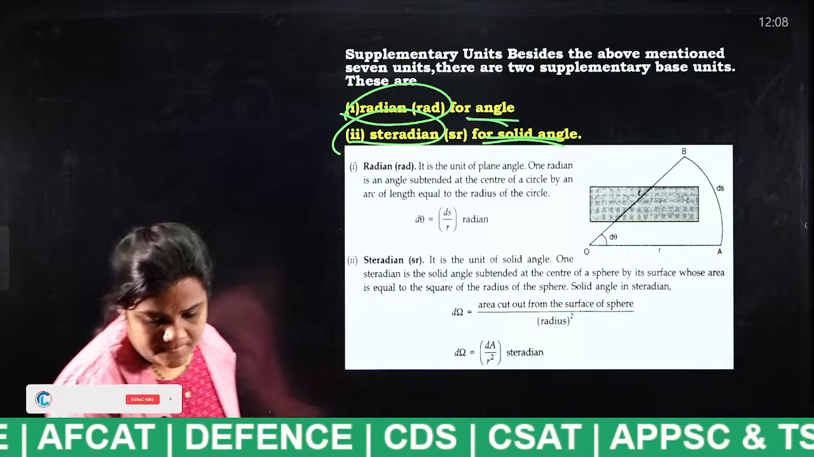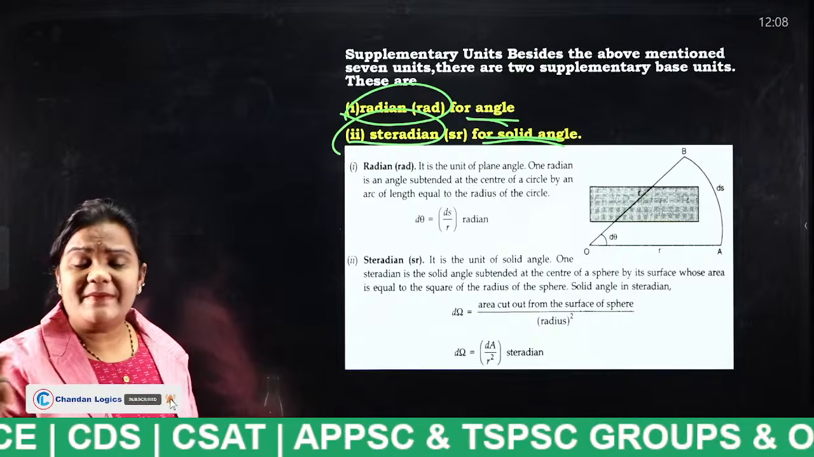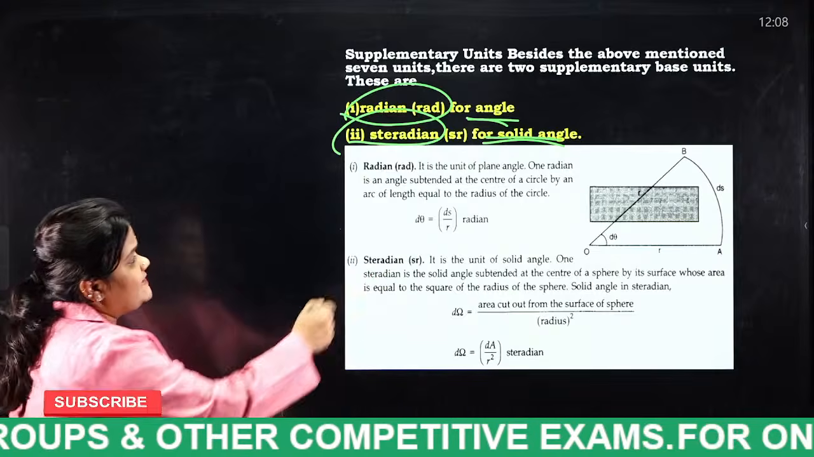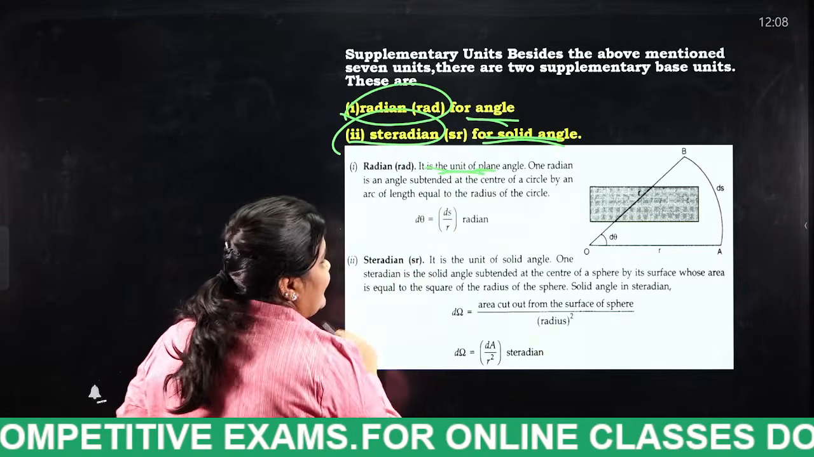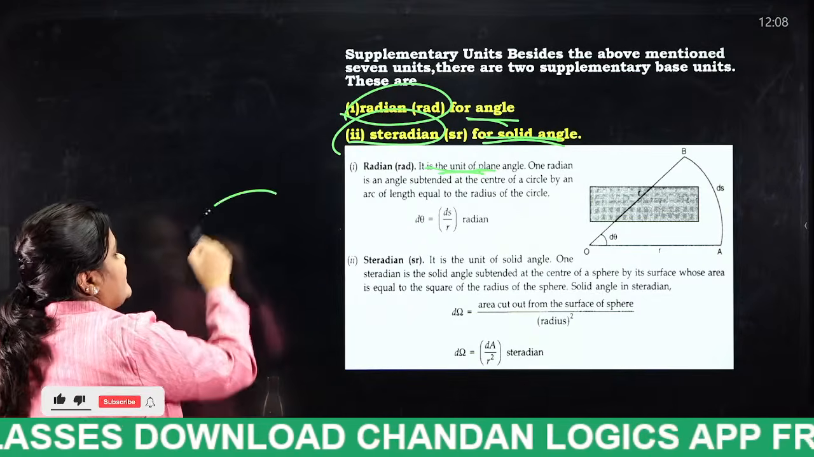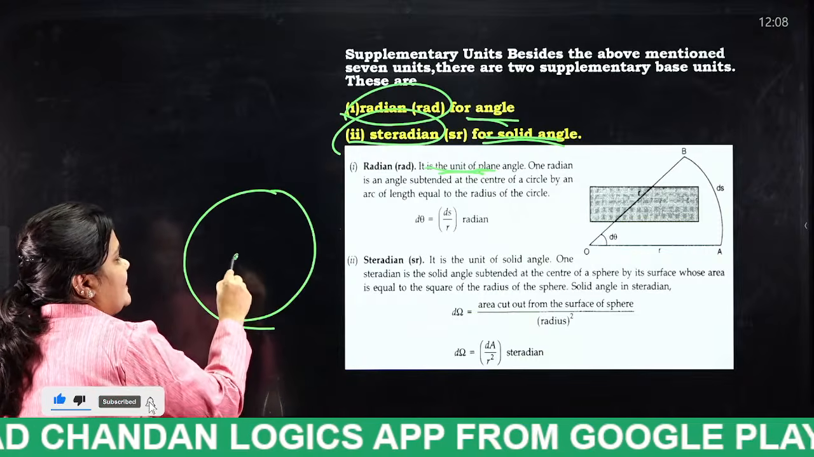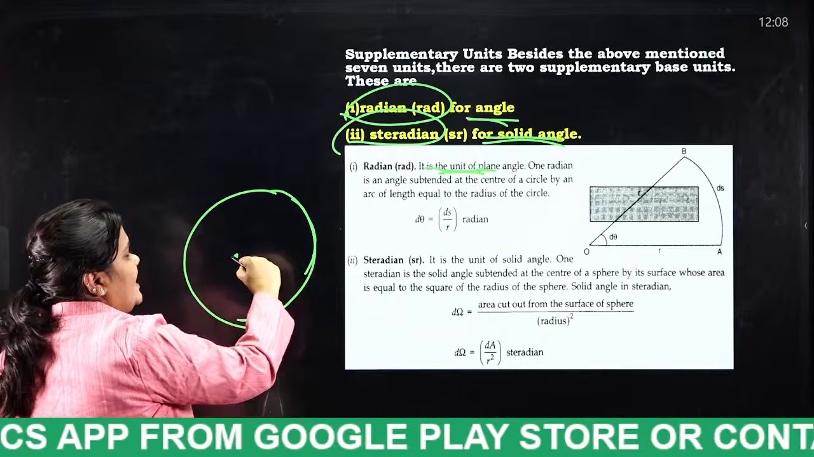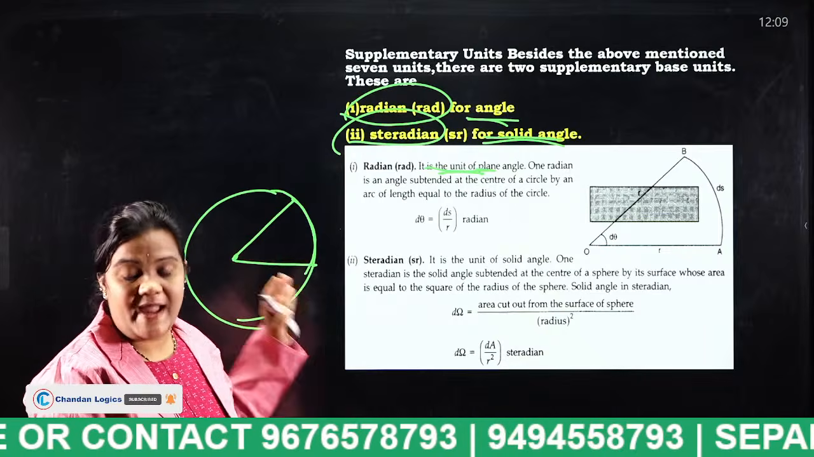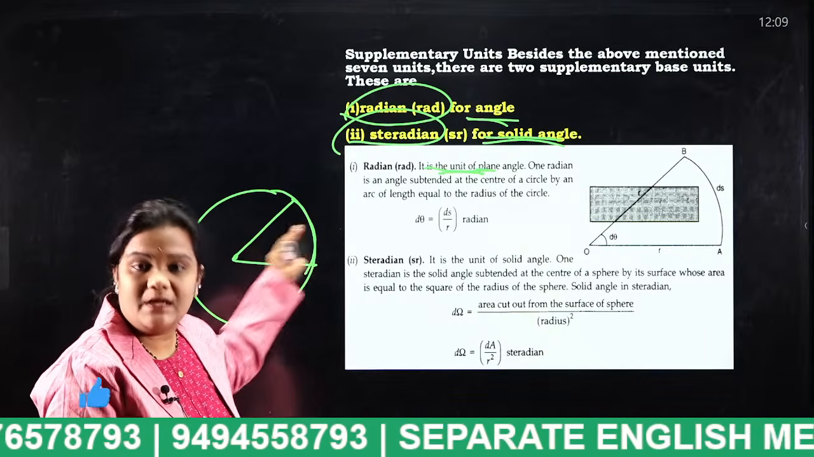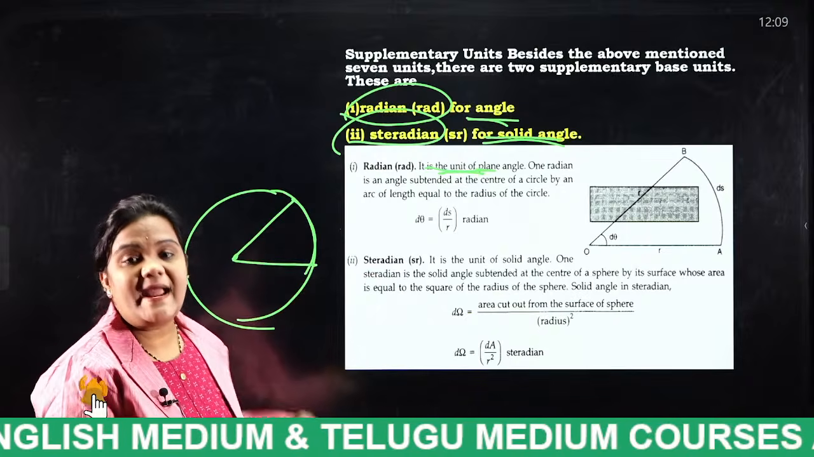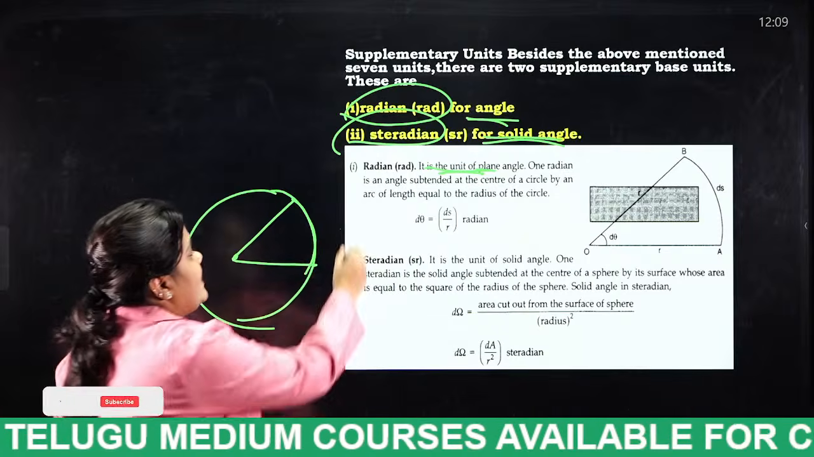Okay, done. So what are the two supplementary units? Radian and steradian. Radian is the unit of plane angle. For example, this is a plane, and this is a circle, and this is the center of the circle. We have to find the angle between this ray and this one, the unit of this plane angle. So how can we find it? What is the unit of this plane angle? Radian.